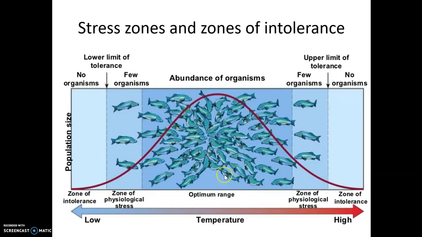This is another example, sort of just showing the same thing. So a lot of individuals in the optimum range of pH or temperature or salinity or humidity or whatever it is. Few individuals in the zone of stress and no individuals in the zone of intolerance. So this is zones of stress and zones of intolerance, and we can use that to explain distribution of species.